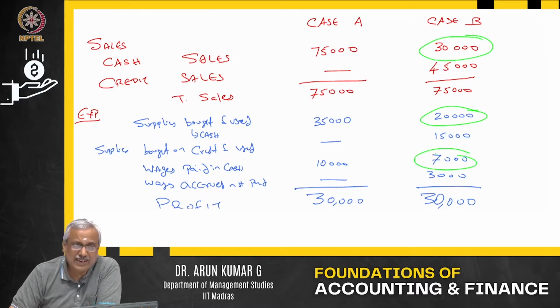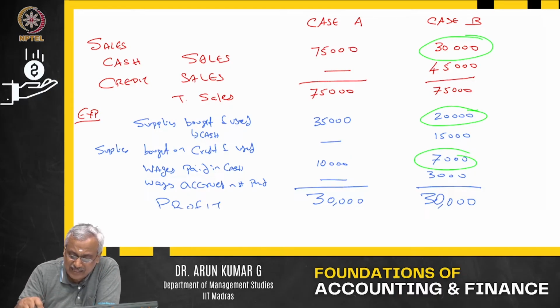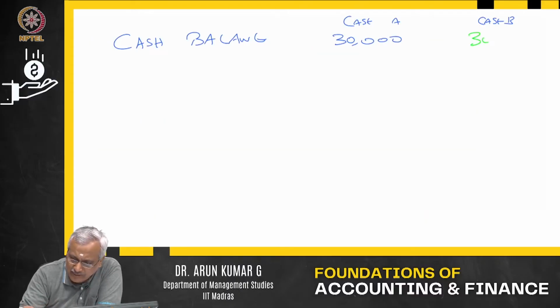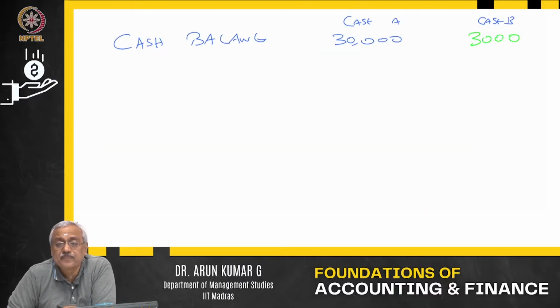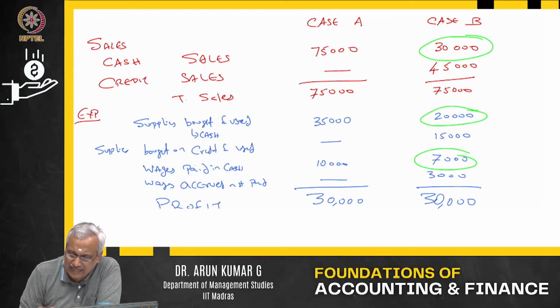In reality, what is the cash balance they should have? 30 minus 20 minus 7. So, the cash balance they will have is 30,000, the cash received, 20,000 is the cash paid for supplies, 7,000 is the cash paid for wages. So, ideally the cash balance he will have is only 3,000. With you on this? Now, can I derive it the other way around? Can I derive it from the profit? Yes, I can derive it from the profit.